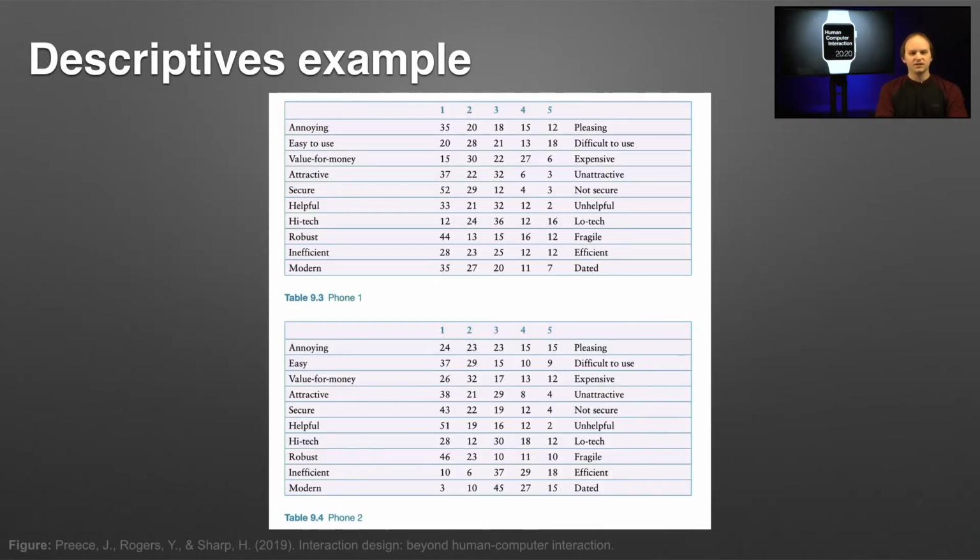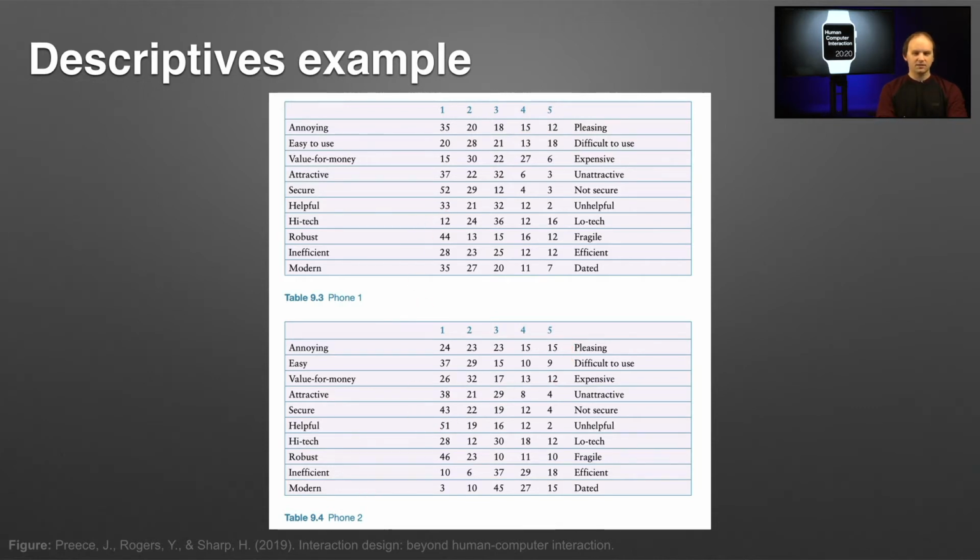And so in the book, they provide kind of a data set. So we've got two phones here. And what they've done is just counted the frequencies of, looking at this, like annoying and pleasing, of all the participants they ran, which I think was 100 participants in this hypothetical. How many people put a 5? So there's 12 people there. And how many did 4? And they did it for each of these phones.